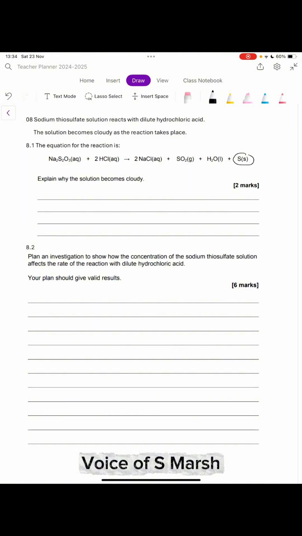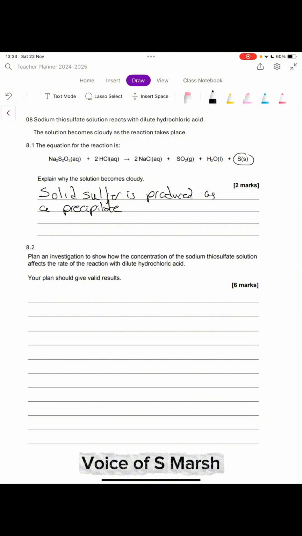So, solid sulfur is produced as a precipitate. And that's it. We get 2 marks for saying that solid sulfur is produced.